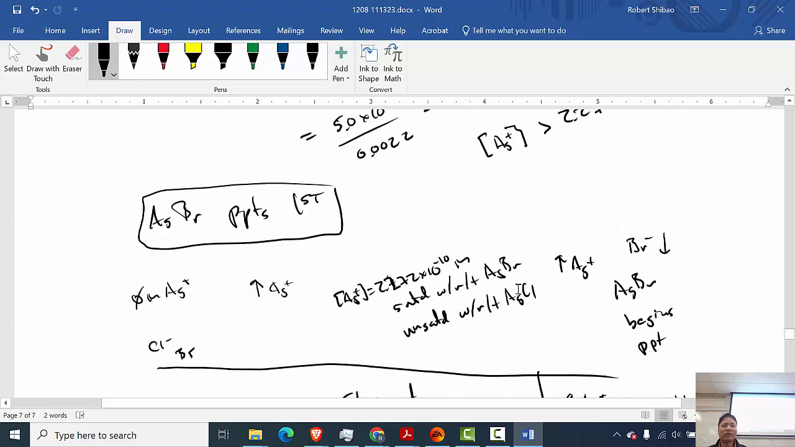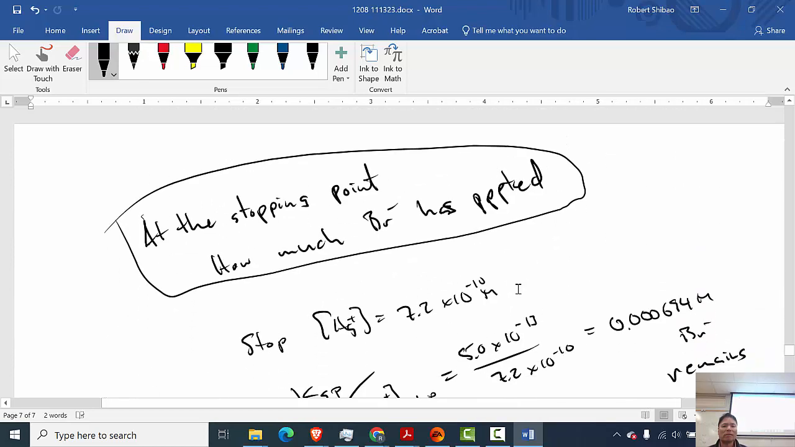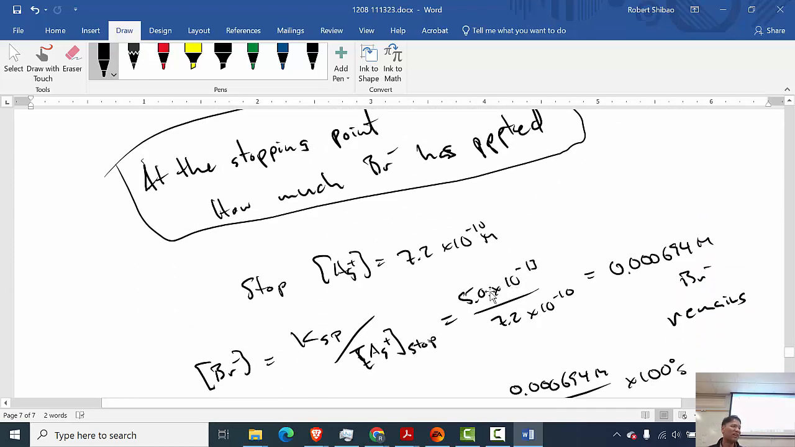You know, 2.3 versus 7.2. It's pretty close, and so we need a bigger difference. And so we're going to do one more of these fractional precipitation problems. But after we talk about pH, on the impact of pH on this. And so we're going to look at 48 next.